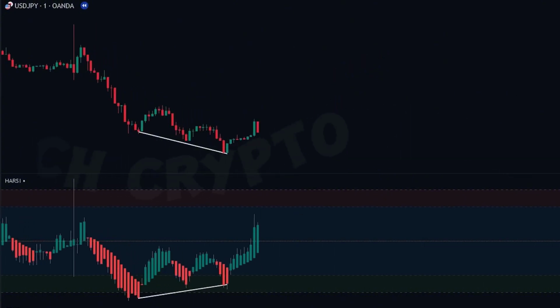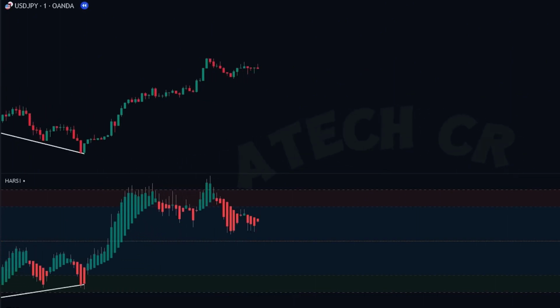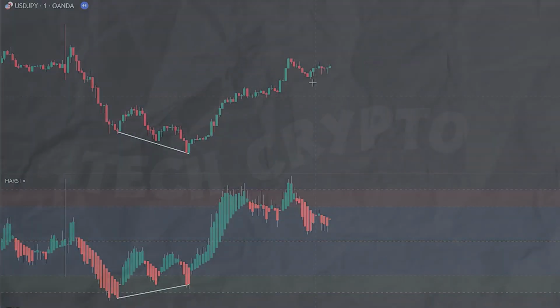By looking at the price action after the bullish divergence formed, we can see that the price made a strong reversal in the upward direction. In order to create a strategy where we can enter into positions using the Heikin Ashi RSI oscillator, let's add a few extra indicators to the chart.